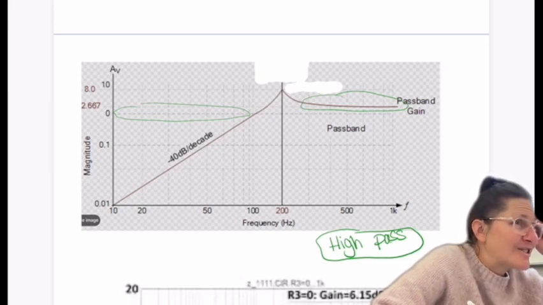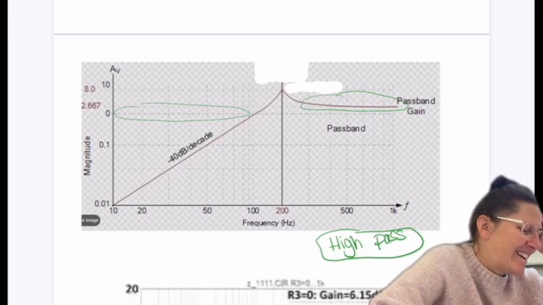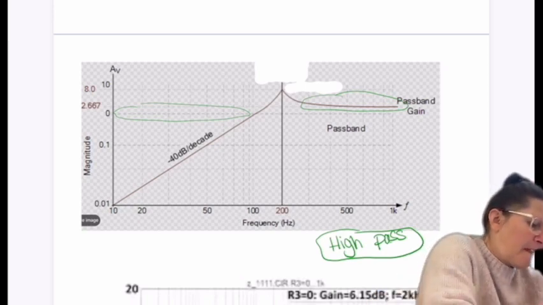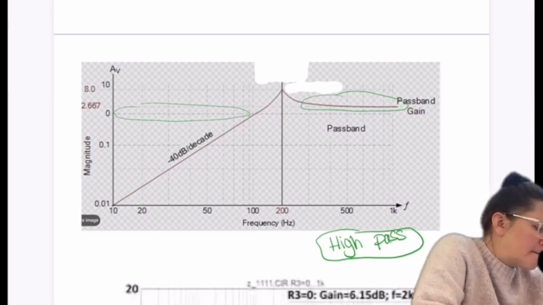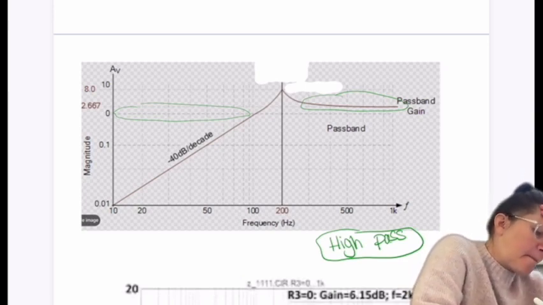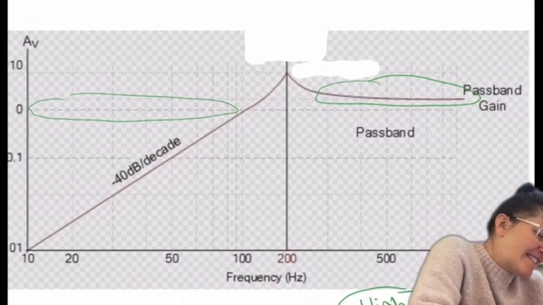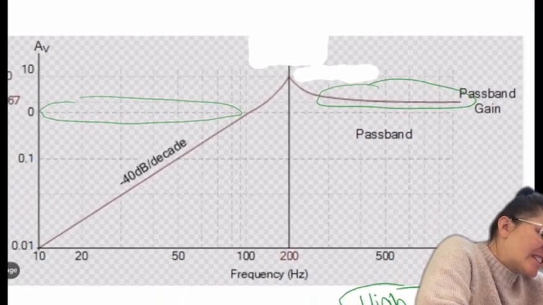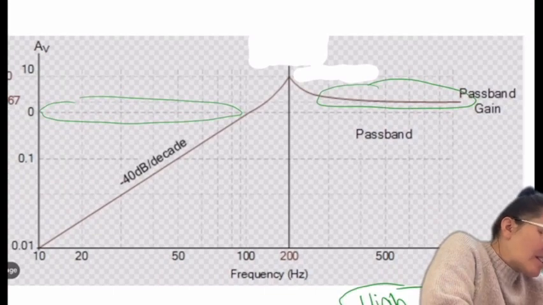Would you say this is a low Q or a high Q? I'd say it's low Q. That frequency range, if you look at the numbers, is not that much. That's like a frequency range of maybe 100 hertz. It only goes up 10 decibels.